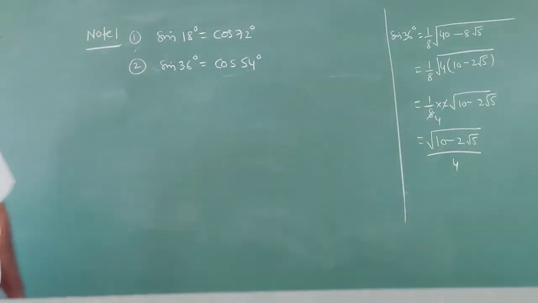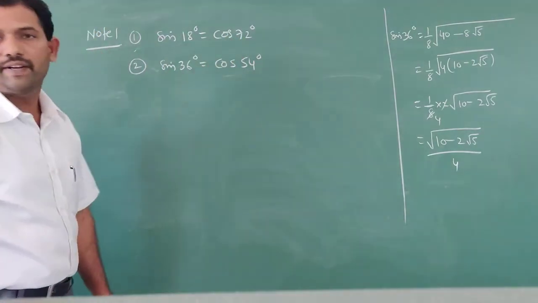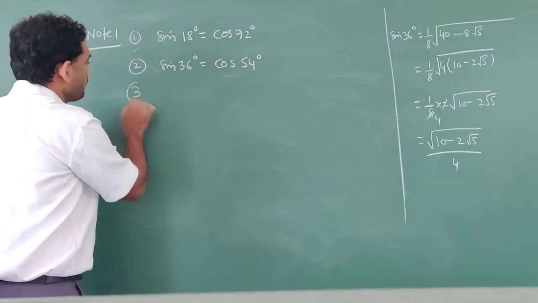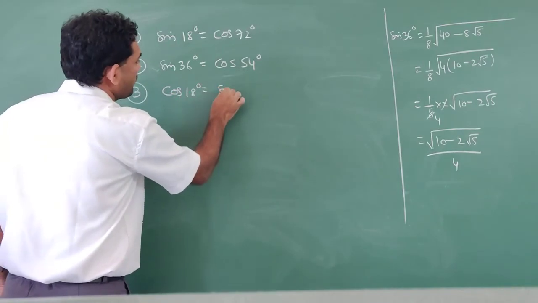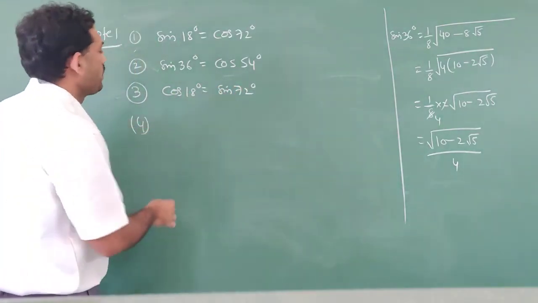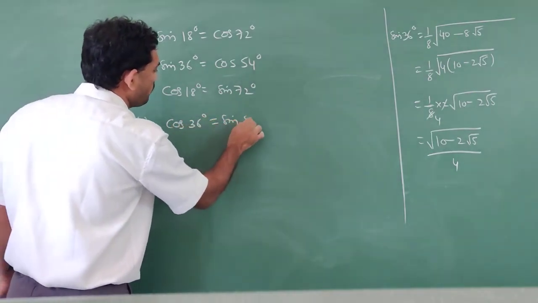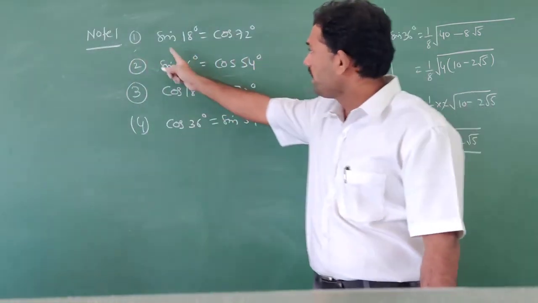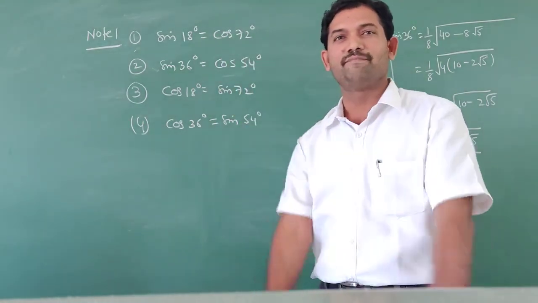Students, note down small note points. Sin 18 degrees value and cos 72 degrees value are the same. Similarly, third point, cos 18 degrees value equal to sin 72 degrees value, same. Fourth point, cos 36 degrees equal to sin 54 degrees, values are the same. Note down these points. Whatever the sin 18 degrees value is, cos 72 degrees value is also the same.